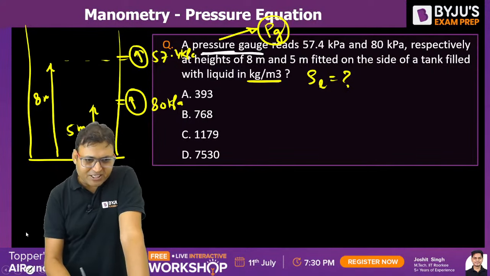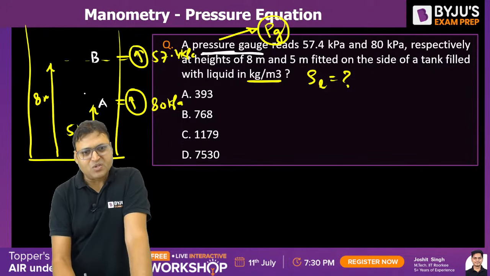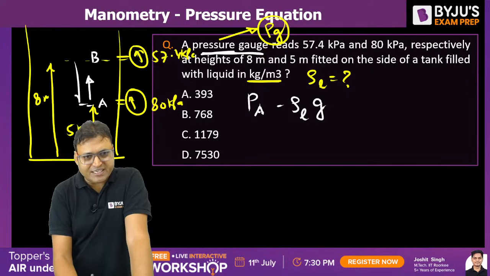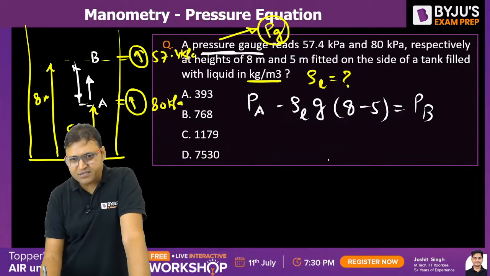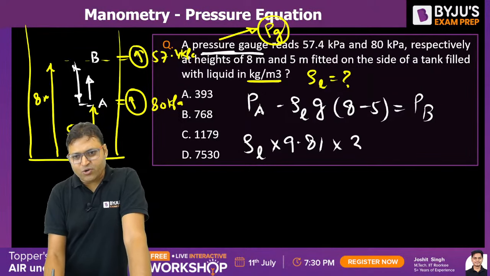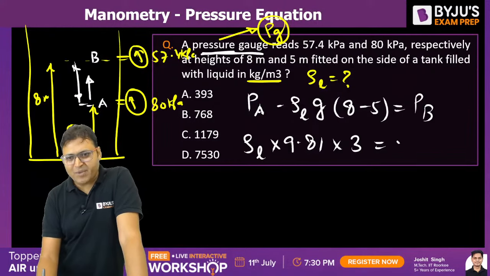Can we write the pressure equation? If I take this as point A, this as point B. So can we say pressure at A, we are traveling in upward direction, minus density of the liquid into G into this distance is 8 minus 5 is equal to pressure at B, isn't it? So density of the liquid into 9.81 into 3 is equal to Pa minus Pb. And what is Pa minus Pb?